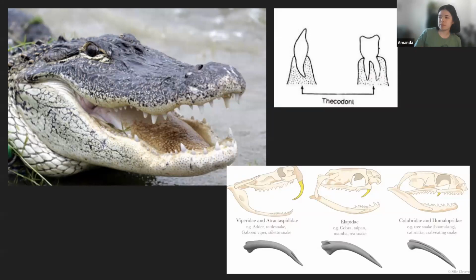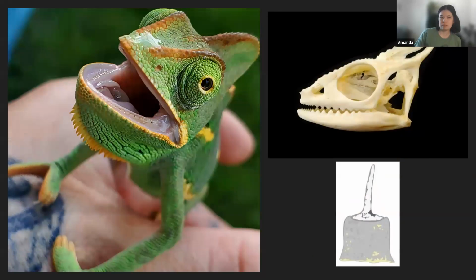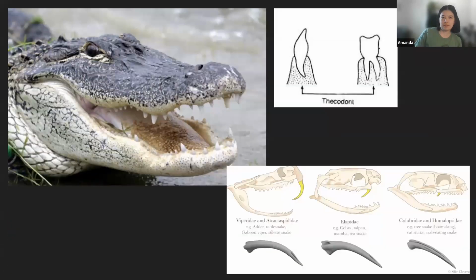And then we have, oh, no, stop doing that. Then we have snakes, which are said to have modified thecodont teeth. The tooth is fused to the rim of the jaw in a shallow socket rather than being firmly rooted like in crocodilians. But snakes do have teeth as well.